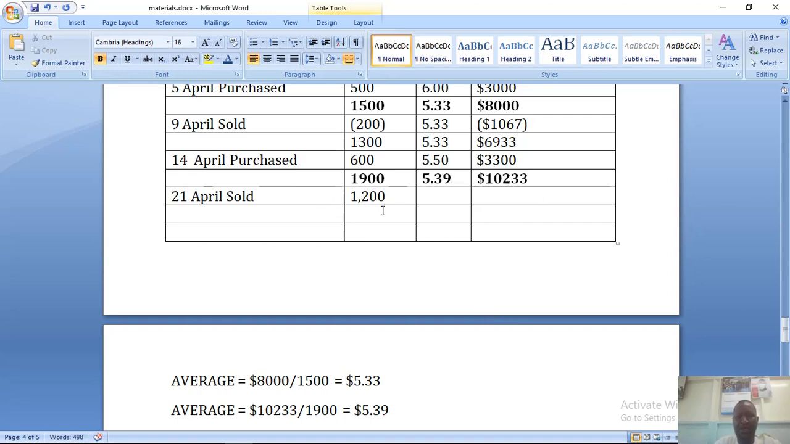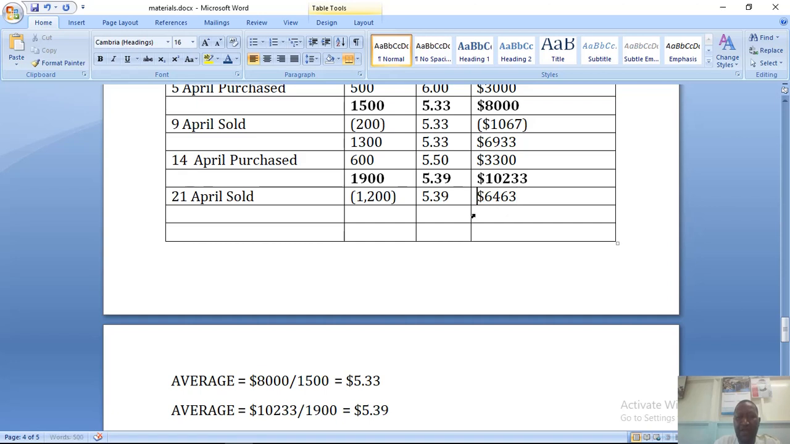So when we come to issue 1,200 units, of course we put that in brackets. We are issuing 1,200 units. These units will be issued at 5.39 per unit, and so the total cost of that issue is going to be 6,463. That's the cost of issue there.